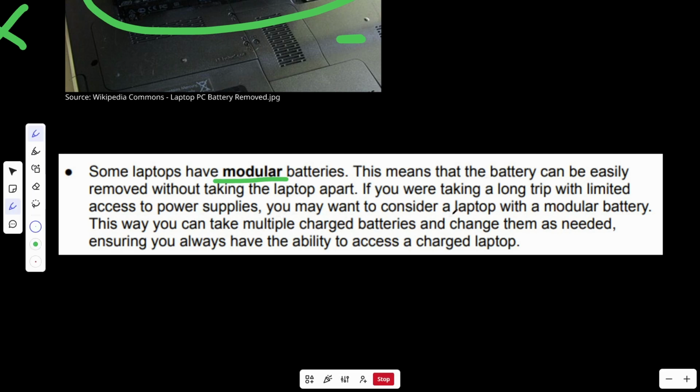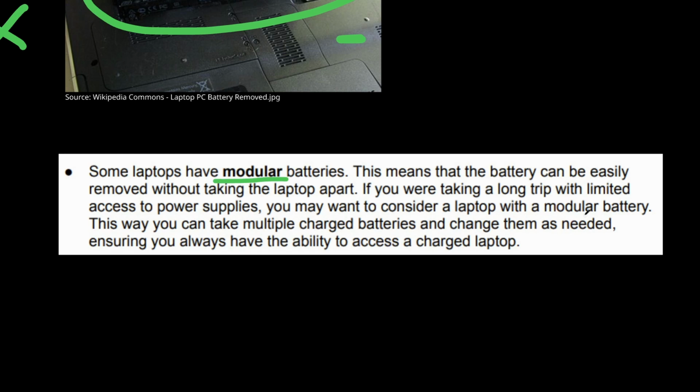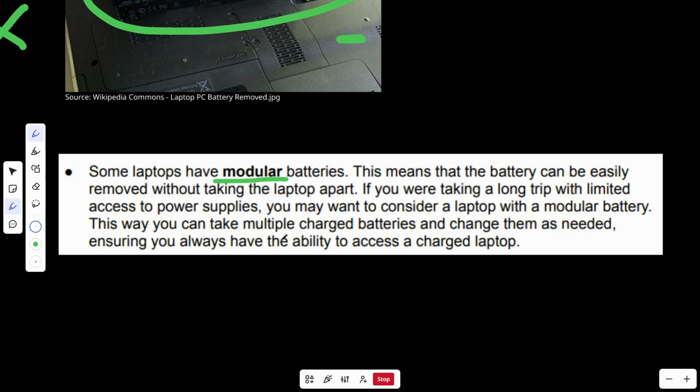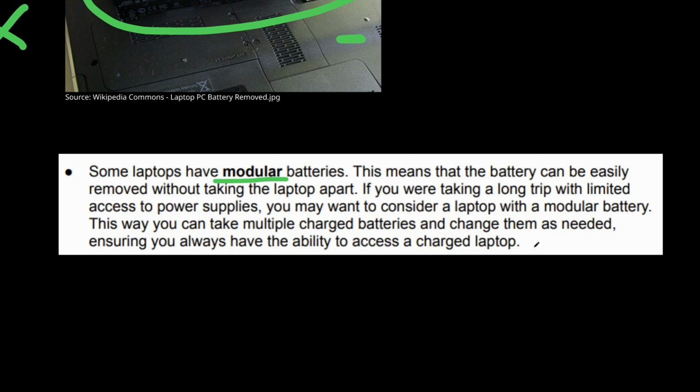You'll have nowhere to stop and charge your power banks, for example. You may want to consider a laptop with a modular battery, because that way you could have multiple batteries that you could just swap in and out. This way you can take multiple charged batteries and change them as needed, ensuring you always have the ability to access a charged laptop. Now, of course, a better option would be to have a really big charger. That way you could just plug your laptop into the portable, really big battery charger.